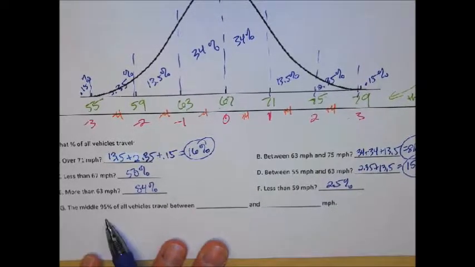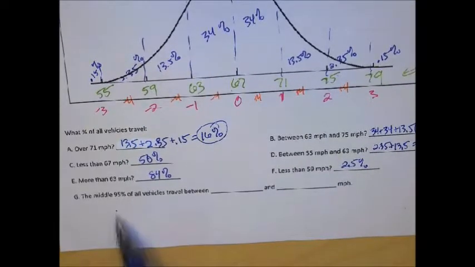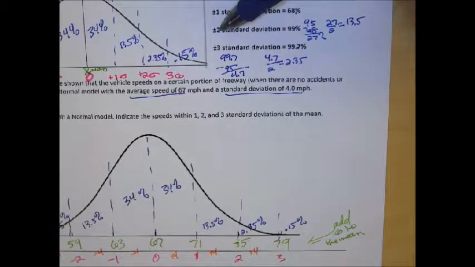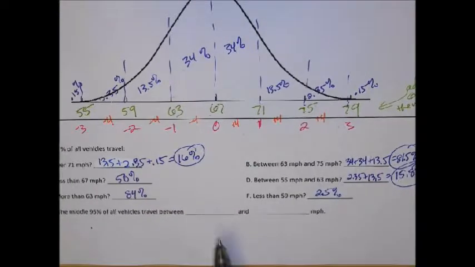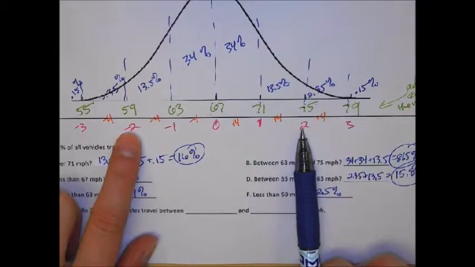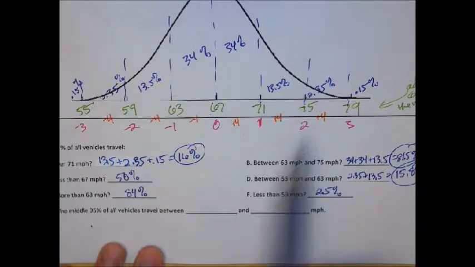The middle 95%. So let's look back up here. The middle 95% is plus or minus 2 standard deviations. Is between what? Well, here's 2 and here's 2, so it's between 59 and 75.